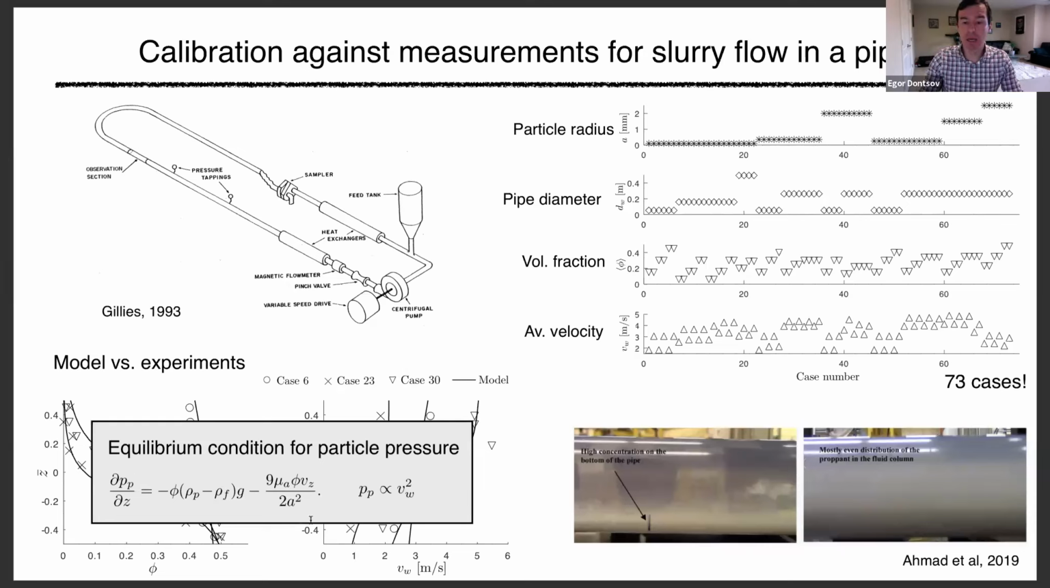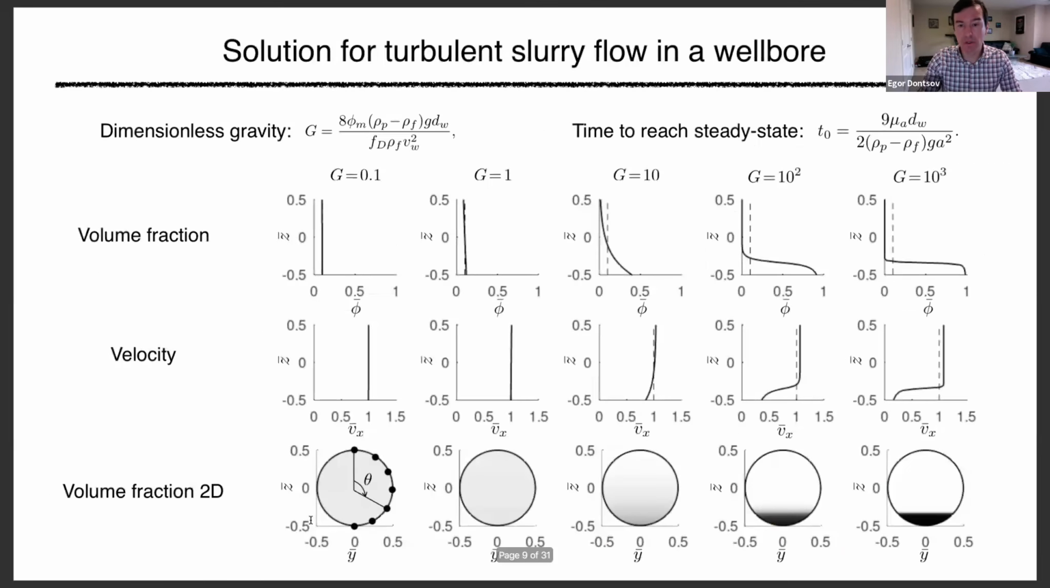And again, I have references at the end, so if you're interested, you can read in all details. Well, let me show you how the solution behaves. Okay, and so here, essentially the results depend on two parameters. One, I call dimensional gravity, but I think it's also related to Shields number or inverse Shields number. So here again, 8 is number, Vm is the maximum volume fraction, density contrast, gravity acceleration, wellbore diameter.